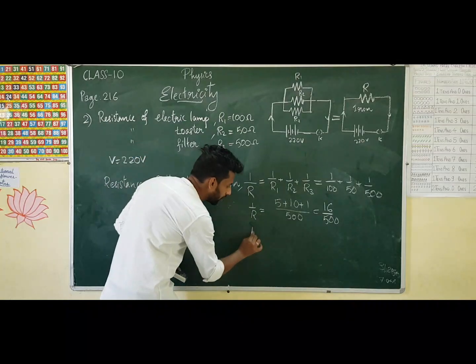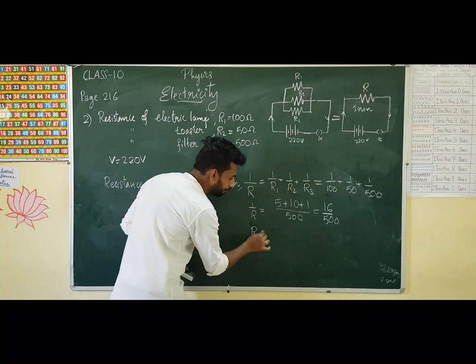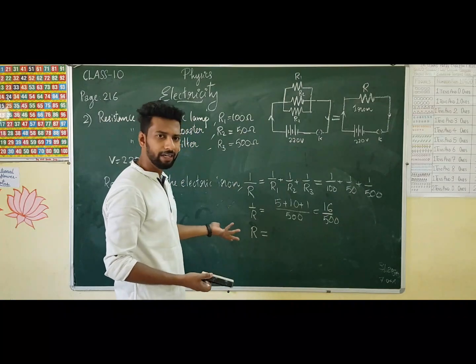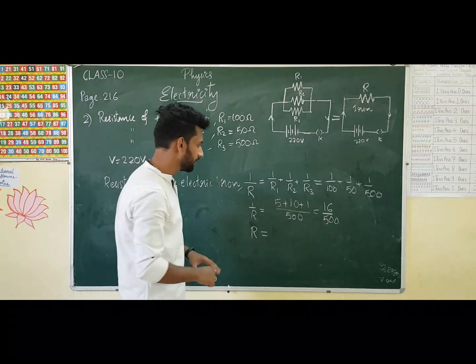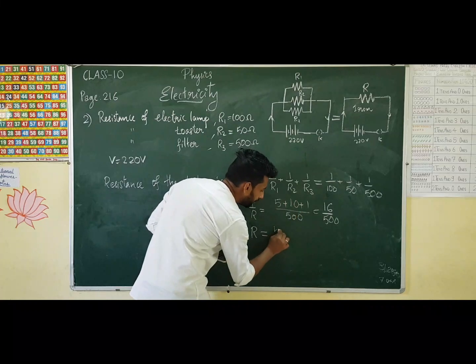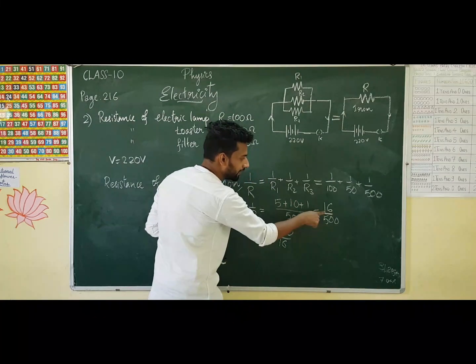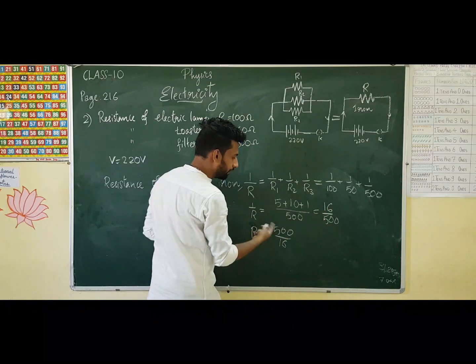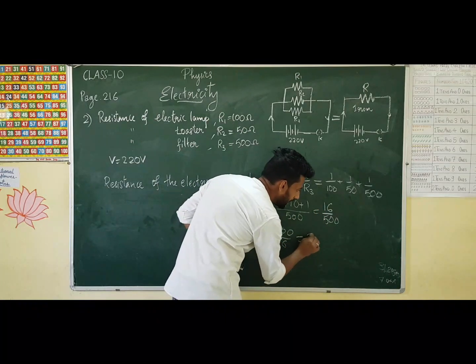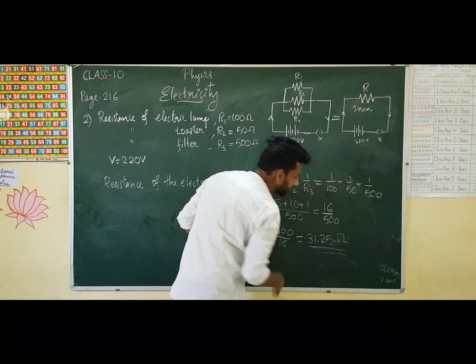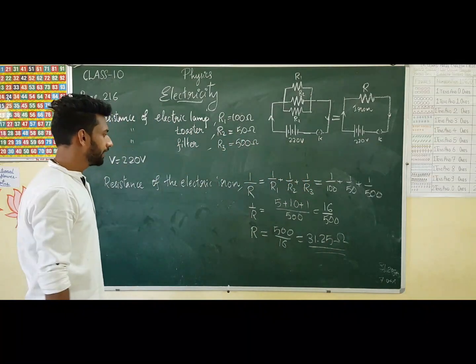So R will be the total resistance offered by the iron, or the total resistance of the circuit. Here the total resistance will be the reciprocal of this one. That is, 1 by R equals 16 by 500, so R equals 500 by 16. So our answer is 31.25 ohm. Now we have solved the first one.